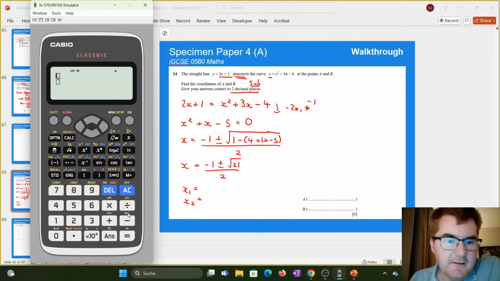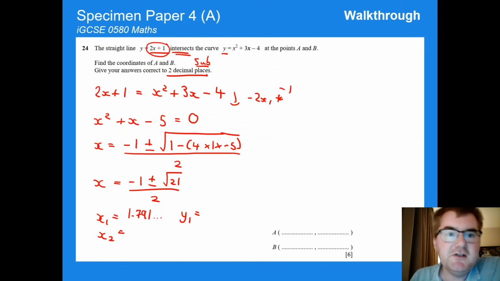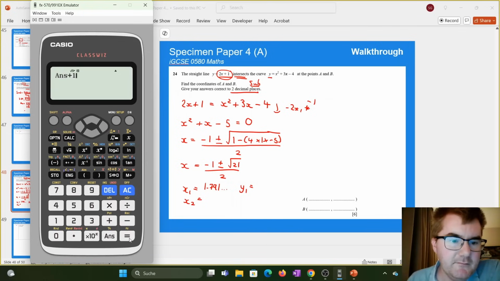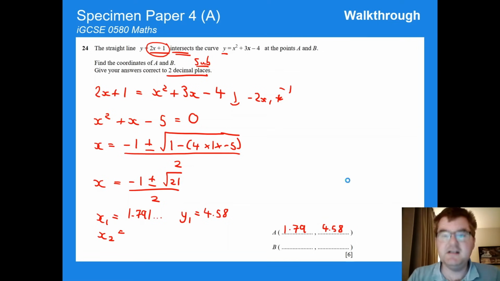So let's work out the first one. So we have minus 1 plus root 21 over 2. And that gives us 1.791... And we can work out the y value by substituting it into the easiest function. So x is 1.791, substituting in here. This will save us a little bit of time. So now we can just take 2 times answer plus 1. And that gives us 4.58, as one pair, so 1.79, 4.58.